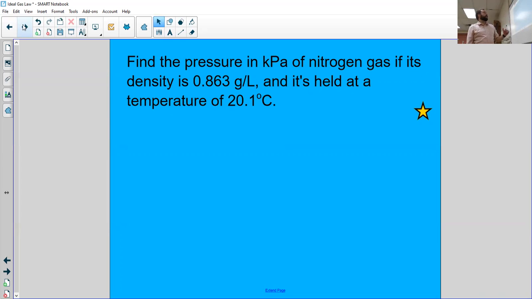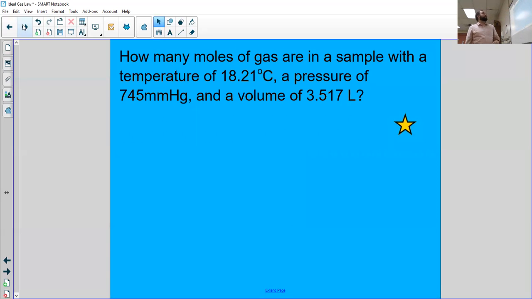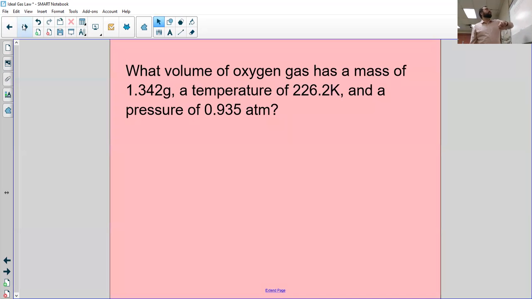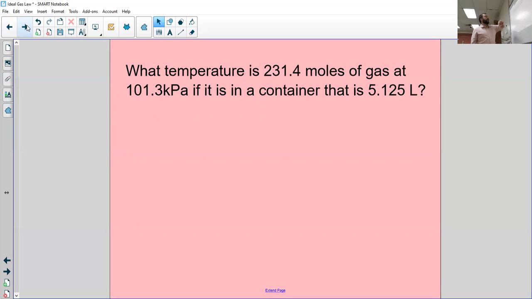We'll do this together. Find the pressure in kilopascals of nitrogen gas if its density is 0.863 grams per liter and it's held at a temperature of 20.1 degrees Celsius. Write this one down as well. How many moles of gas are in a sample with a temperature of 18.21 degrees Celsius, a pressure of 745 millimeters mercury, and a volume of 3.517 liters? We'll do those together. You guys will do these next two with a partner. What volume is oxygen gas with a mass of 1.342 grams, a temperature of 226.2 Kelvin, and a pressure of 0.935 atmospheres?